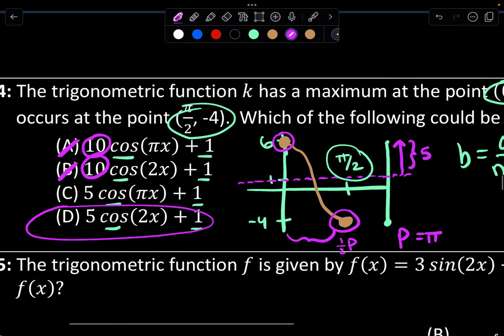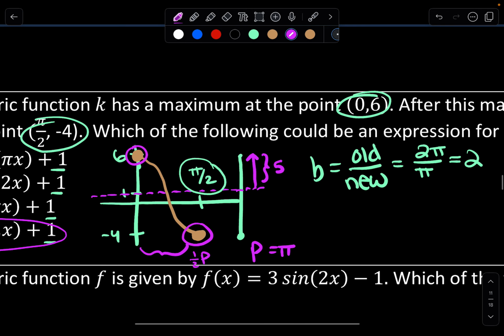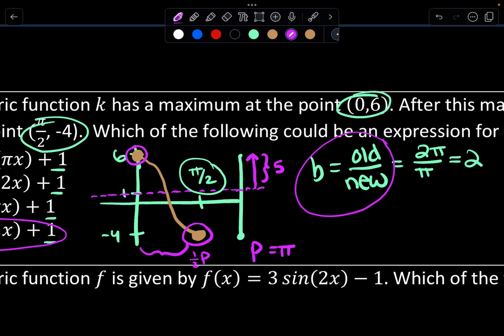And if you don't remember that, it's okay. Like, you can always use this formula. I mean, you have to remember something. You can either remember that, but you will need to remember this because we use that to find B and the new period.